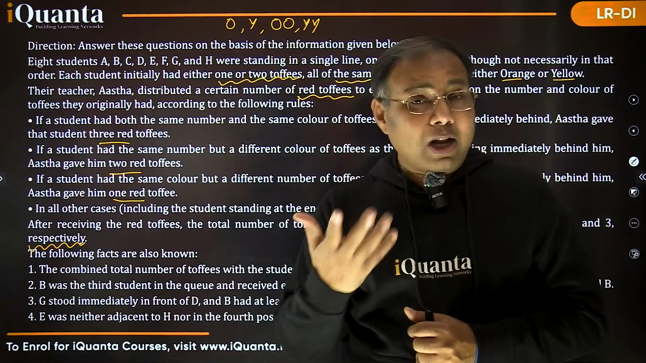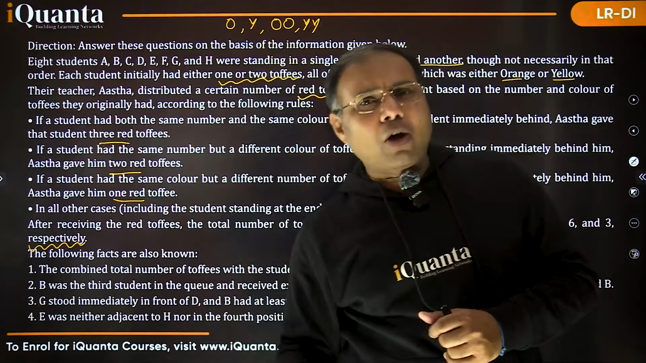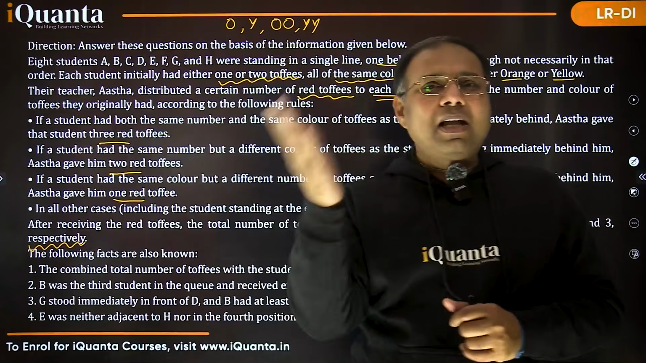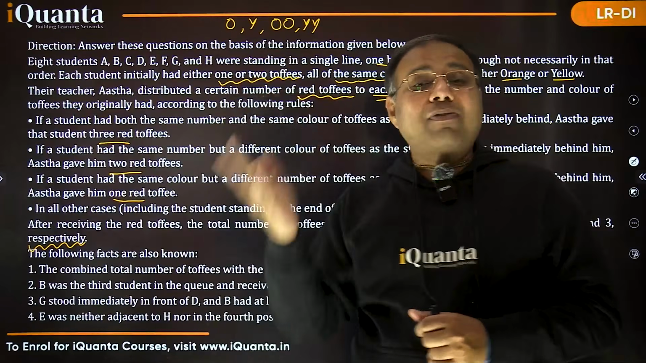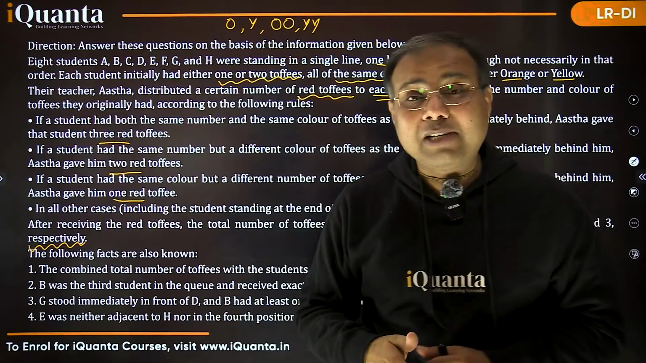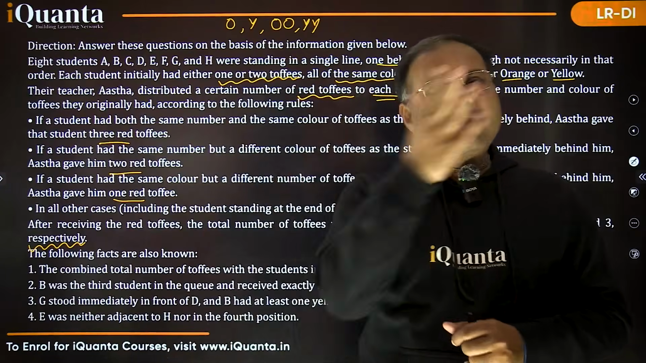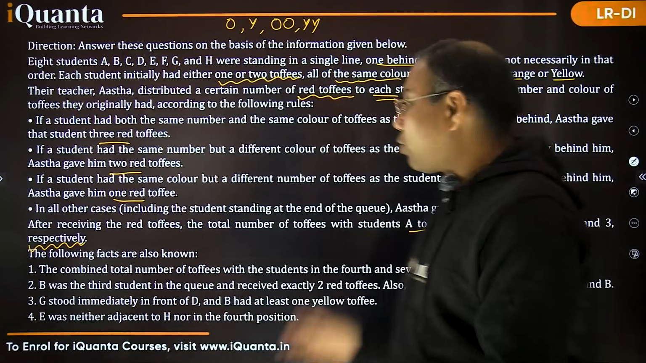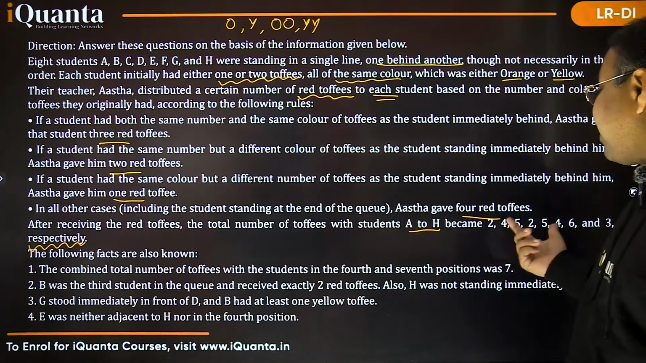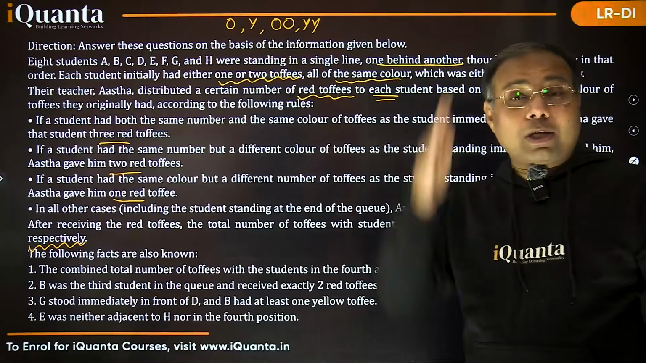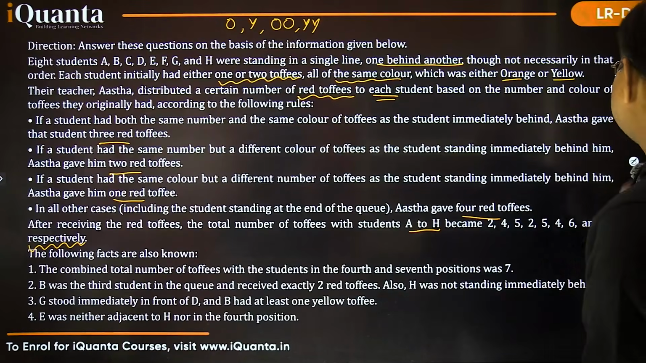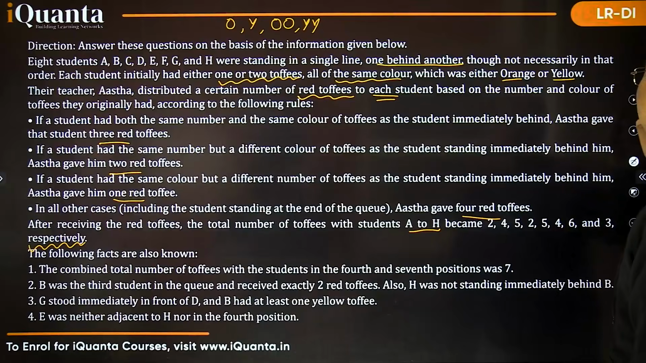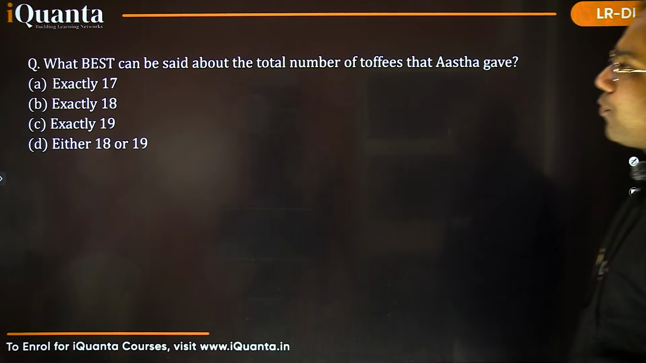So what columns are we going to make? We are going to write the order, then the names, and the initial trophies which they must be having. After that, the number of red trophies they have received from the teacher Astha, and then the total trophies. Total trophies are already known to us, but it is not in the order in which they are standing. It is as per the person. Let's move to the next slide where we can draw the situation.